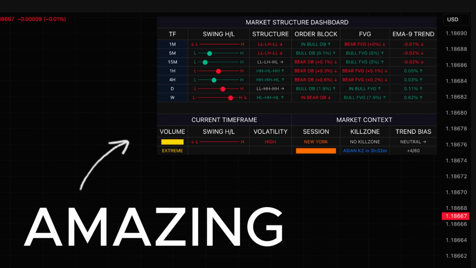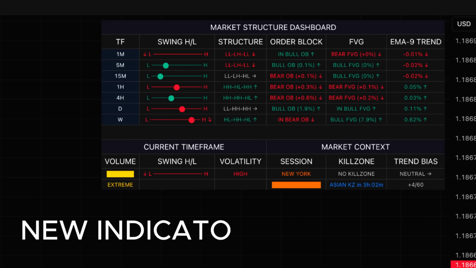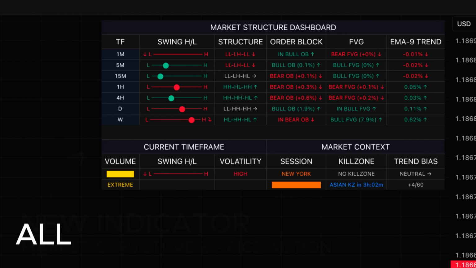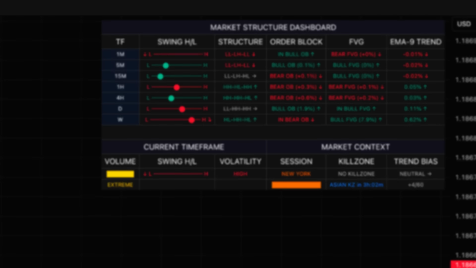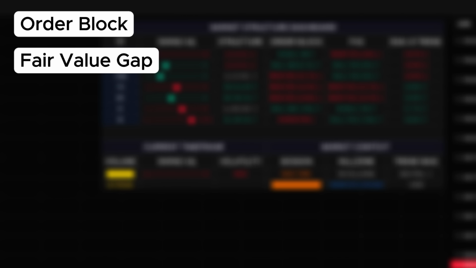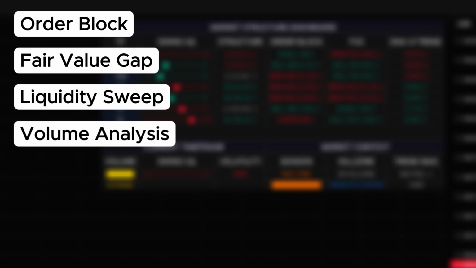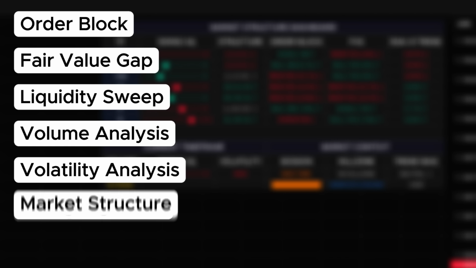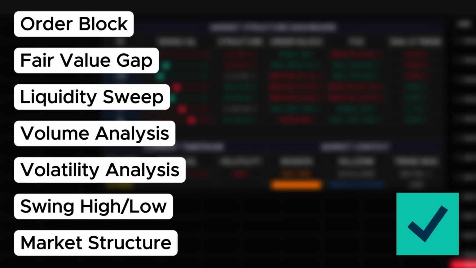I want to show something amazing, a new indicator that gives you a dashboard related to market structure and price action concepts. It is an all-in-one indicator combining order block, fair value gap, liquidity sweep, volume analysis, volatility analysis, swing high and swing low, market structure labels, and many more concepts.